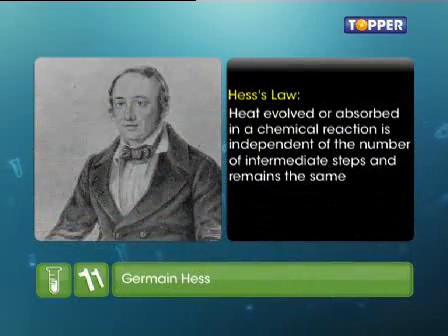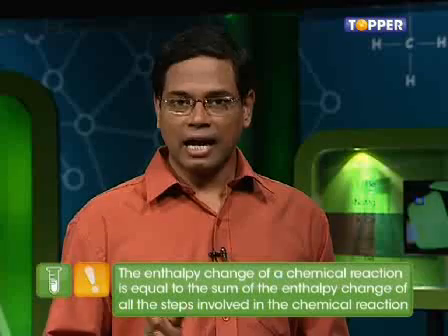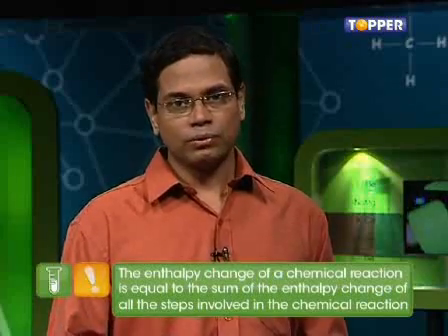And this is exactly what Russian chemist Germain Hess discovered in 1840. Known as Hess's law, this principle states that heat evolved or absorbed in a chemical reaction is independent of the number of intermediate steps and remains the same. From Hess's law, we can derive that the enthalpy change as a whole is equal to the sum of the enthalpy changes of all the intermediate steps.